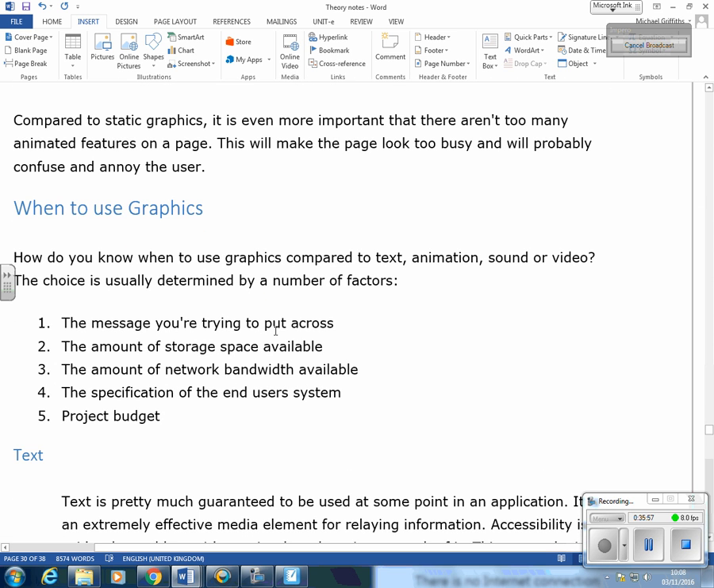Right, couple of things. When do you use graphics? You're doing user interface design, so you're designing an interface. When do you choose to use graphics? Why would you put a graphic in something?